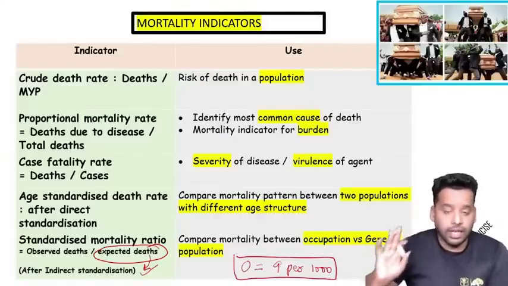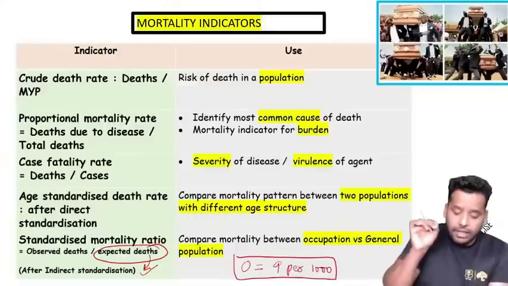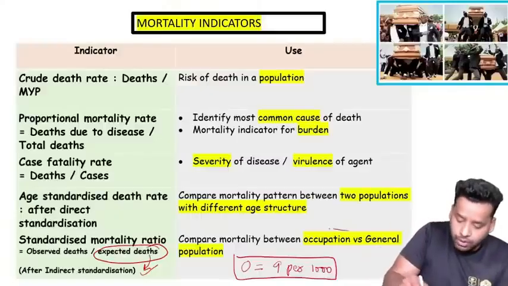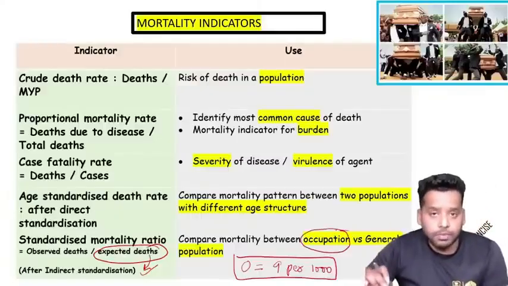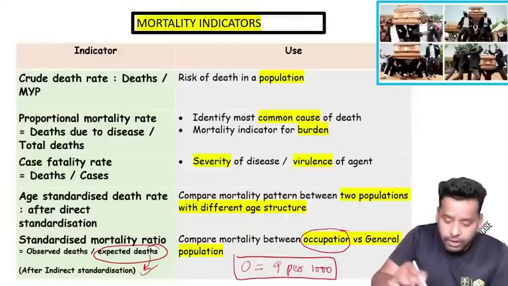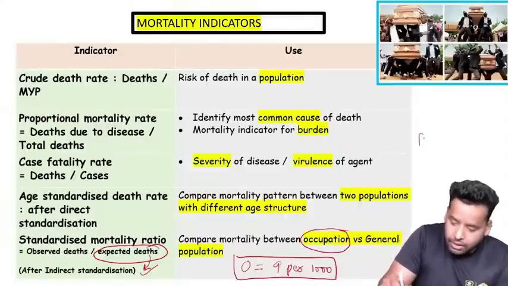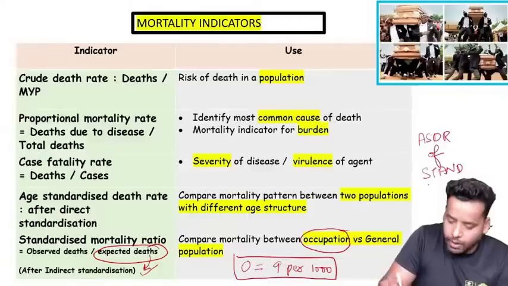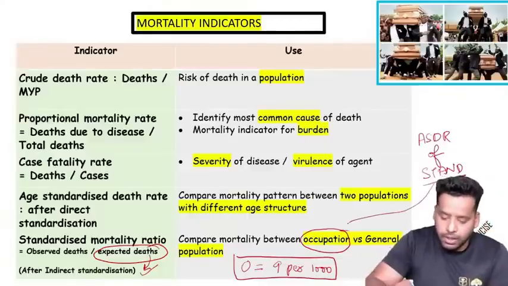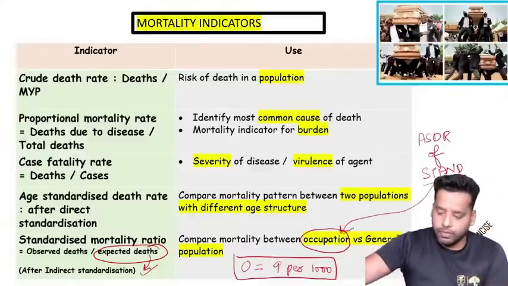What we do in indirect standardization is take the rates of coal miners. Listen to the words properly. Each specific death rate of the standard population is applied on the study population. What is the study population we are using? Tell me. Coal miners.